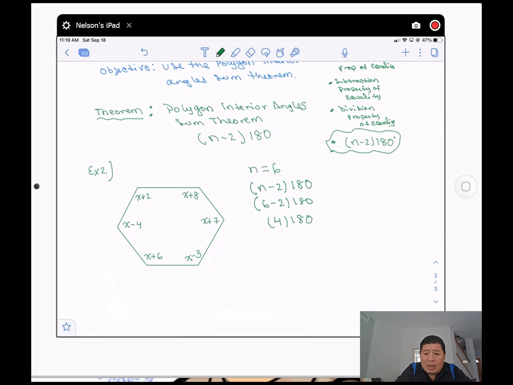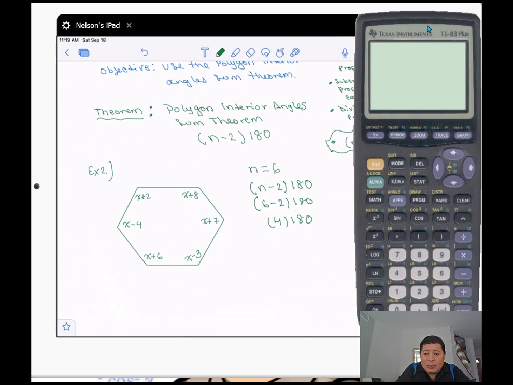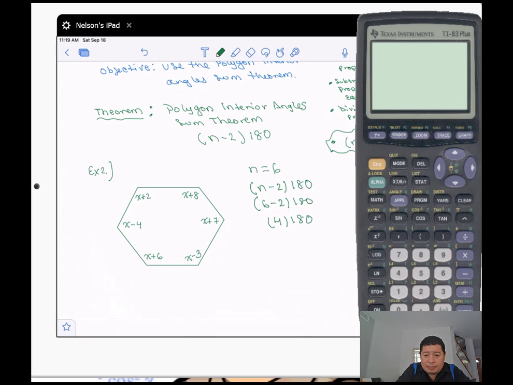To make the process go a little bit faster, I'm going to use my calculator. And so what we need to do is multiply 4 times 180. And that should make 720 degrees. Okay, so once again, the 720 degrees says that the sum of all 6 angles should equal to that amount.